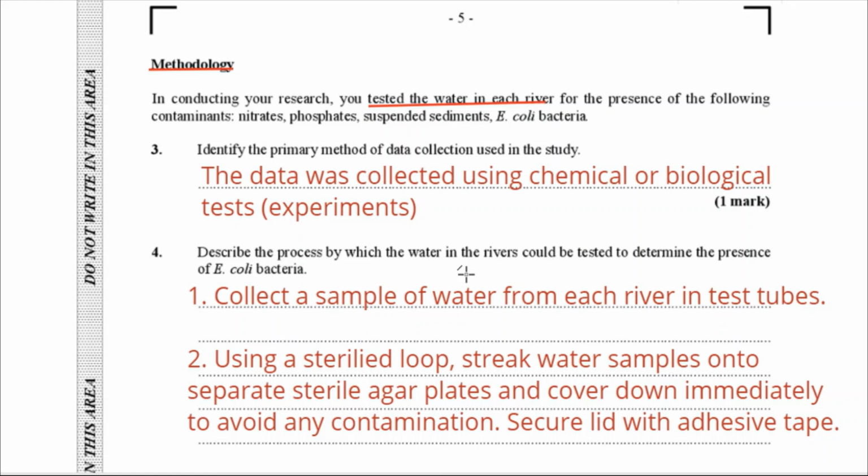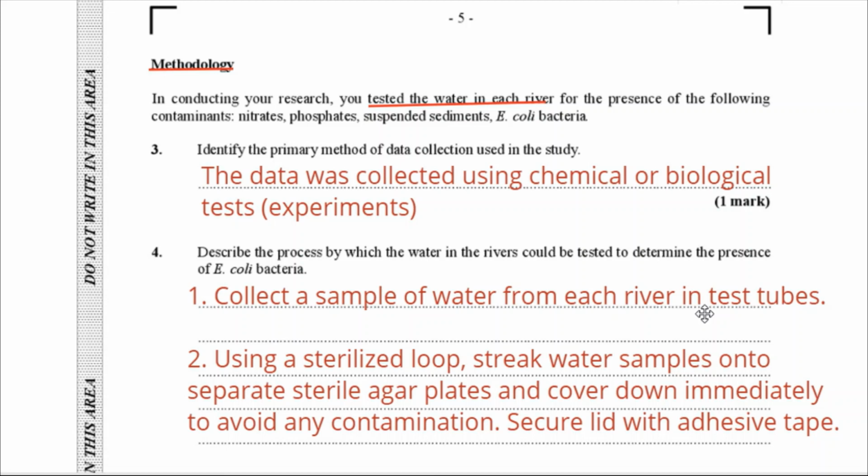So first of all, we collect a sample of water from each river. It'd be good to get some test tubes. Then you're going to use a sterilized loop, streak water samples onto separate sterile agar plates and cover down immediately to avoid any contamination. Secure the lid with an adhesive tape.